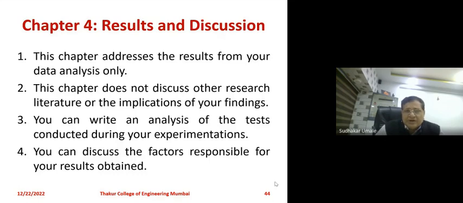Many students, I observe, add such material to their results and discussion, and are not able to explain their research or the implications of your findings. You can write an analysis of the tests conducted during your experimentations. You can discuss the factors responsible for the results obtained. If the results are totally different, then you have to explain why, because it depends on the factors or parameters. If you change the parameters, results may be different, and hence when you change a parameter, it should be mentioned in the results chapter.